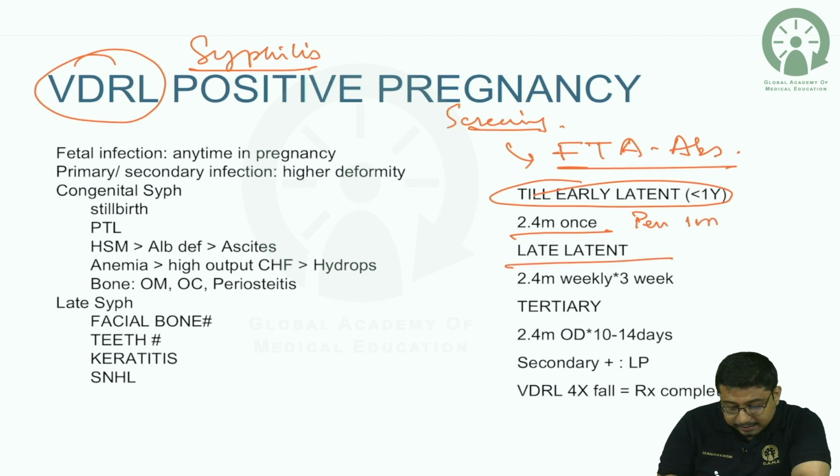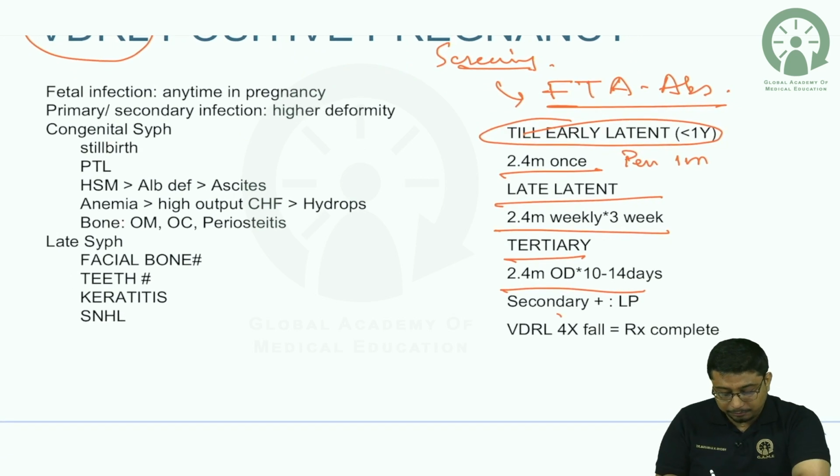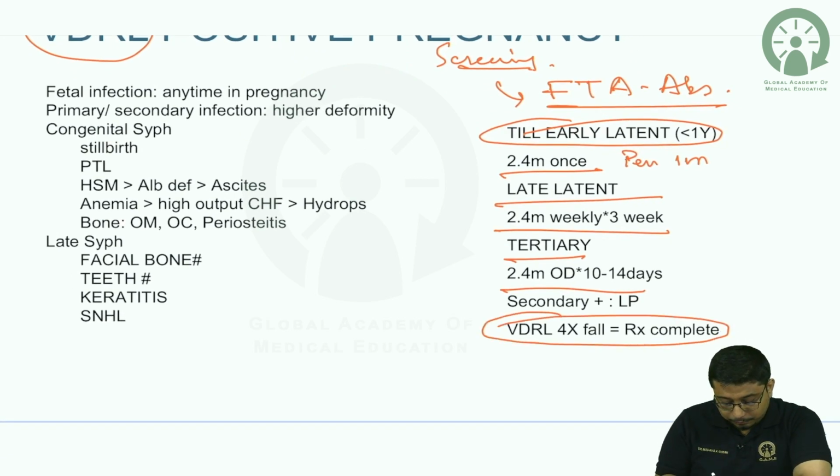If it is late latent, then weekly, same dose, weekly for 3 weeks. If it is tertiary, then same dose once daily for 14 days. And if the VDRL titer falls by 4 times, treatment is considered complete.